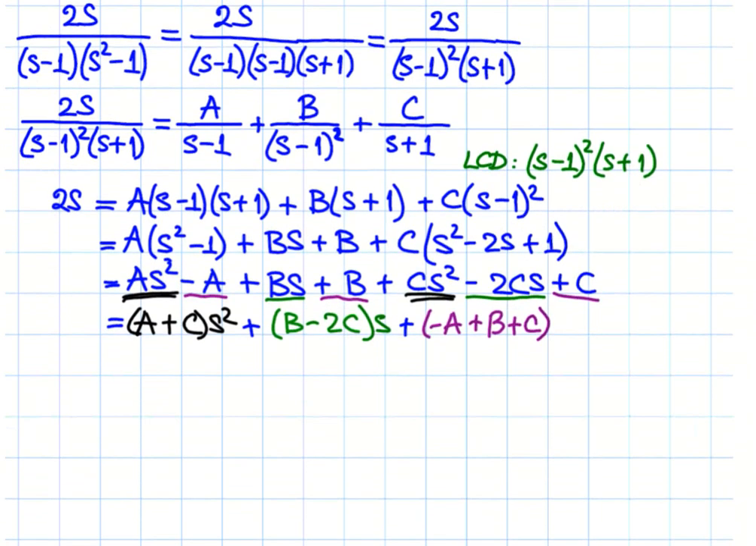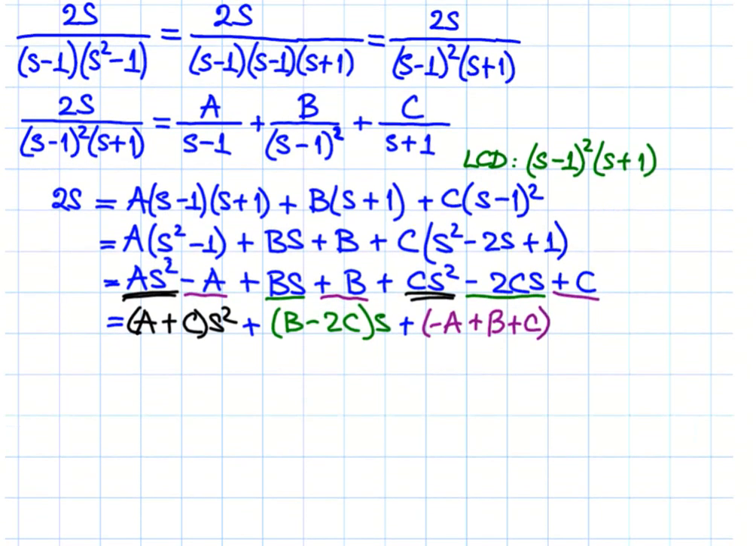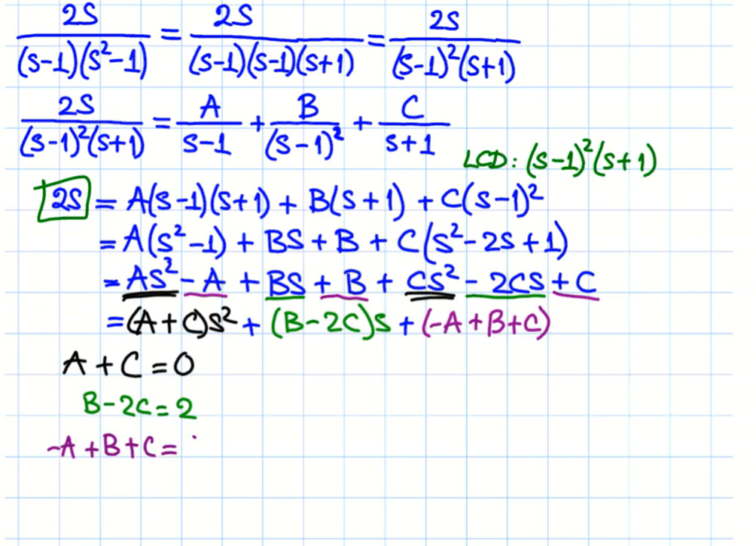We do not have s squared on the left hand side. So the equation is A plus C must be 0. And the coefficient for s on the left side, we do have 2s. So we have B minus 2C equal to 2. We have to match the coefficients. And then the left hand side has no constant. So we will have negative A plus B plus C equal to 0. And that is the system of equations we have.